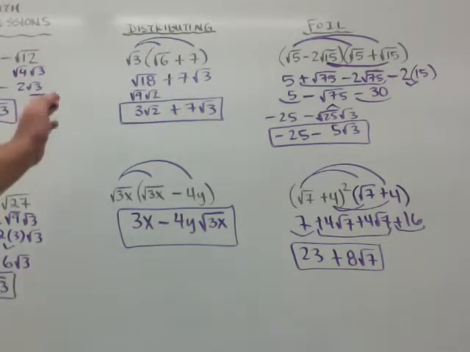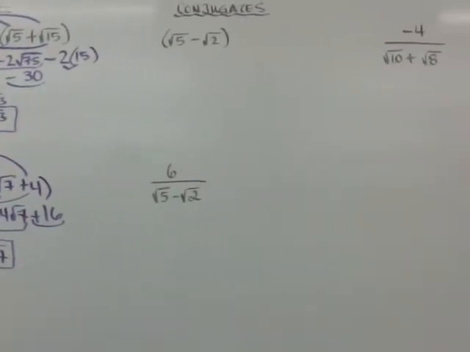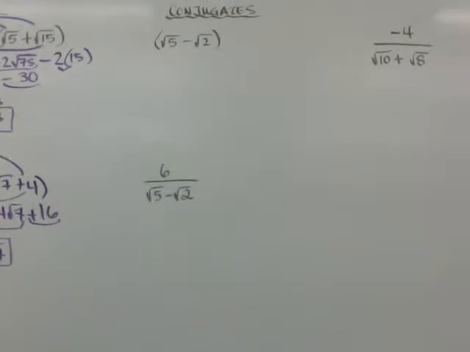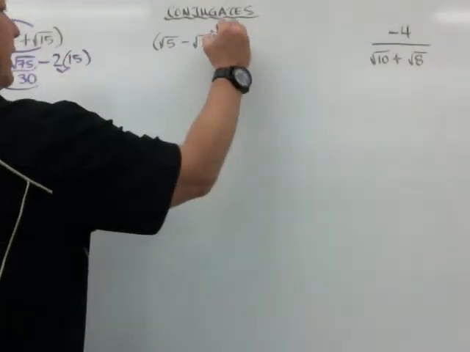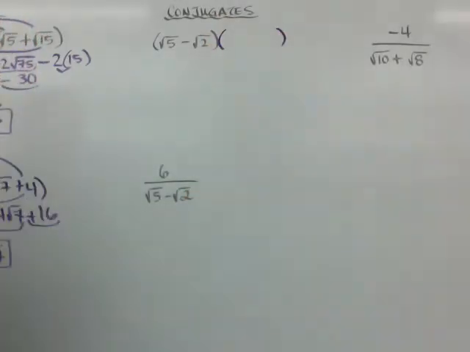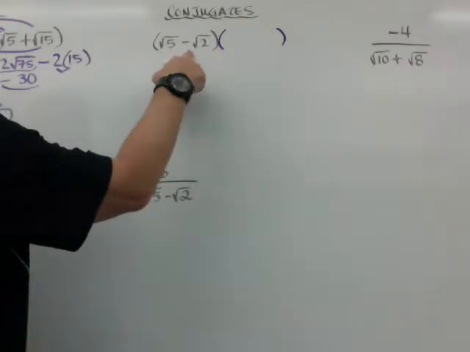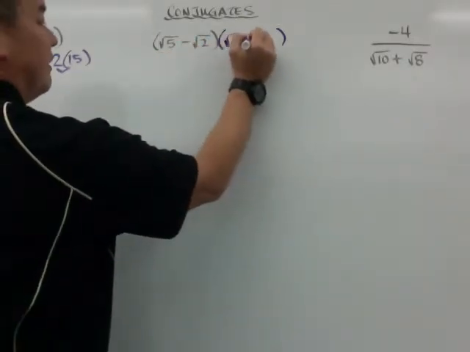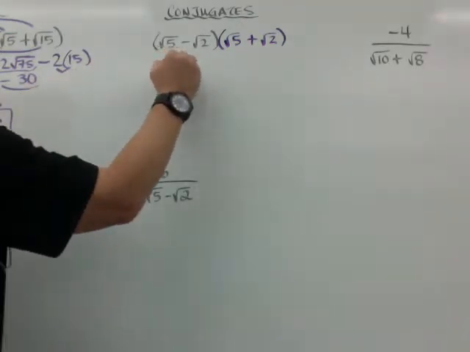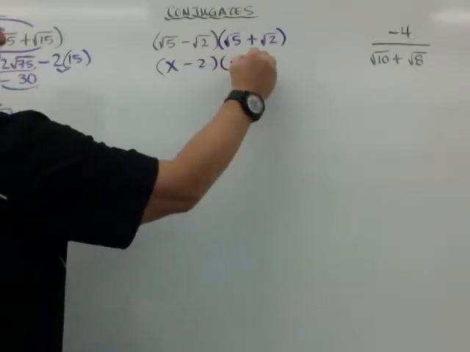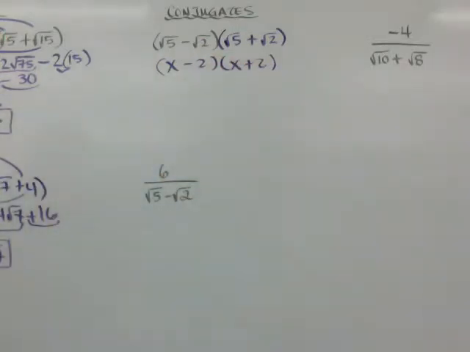Okay, so that's how you distribute and FOIL. The last part is conjugates. I know it sounds like a weird word. Conjugate. What you want to do is create the same binomial, but you change the sign. So instead of radical 5 minus radical 2, you put radical 5 plus radical 2. And you end up with what looks like a difference of squares, just like when I had x minus 2, x plus 2. So it looks very similar.